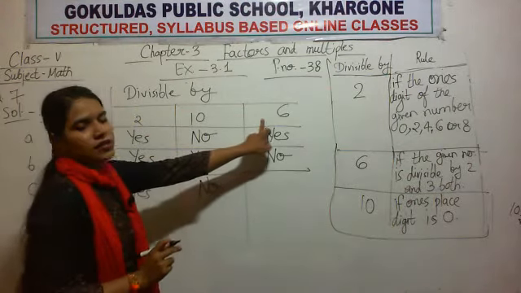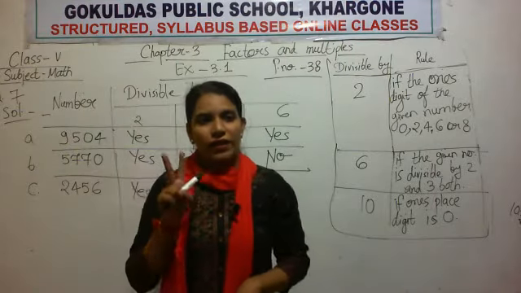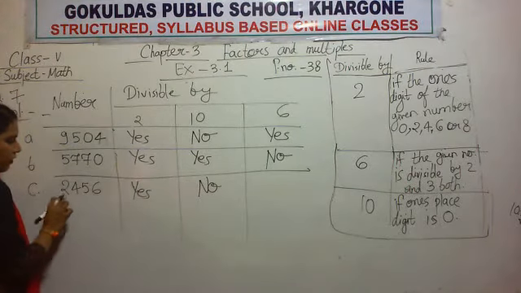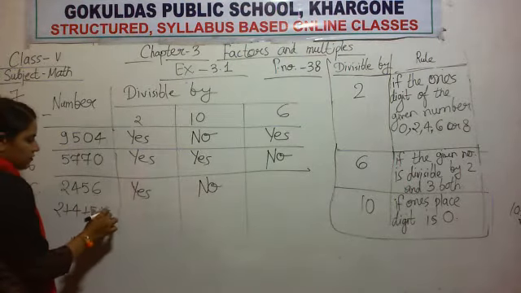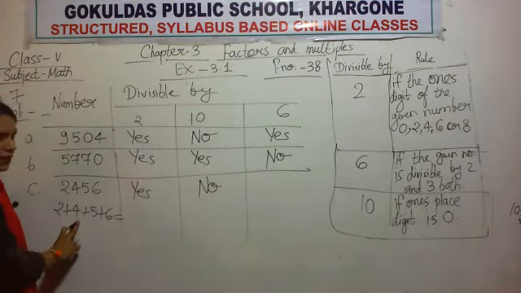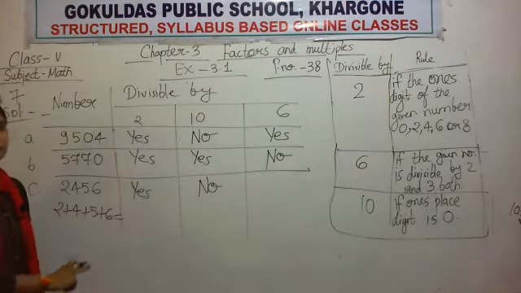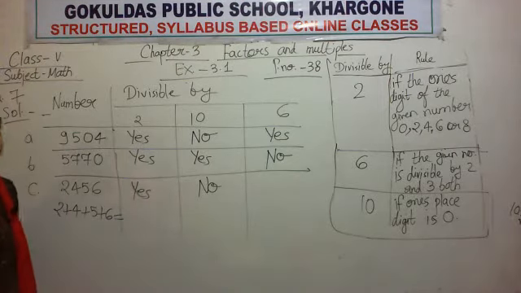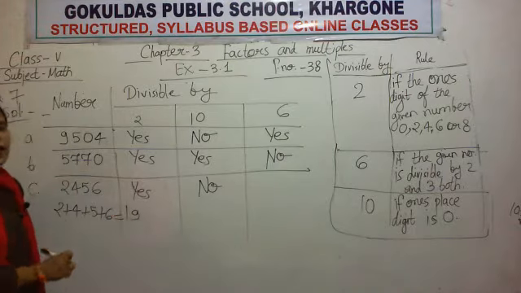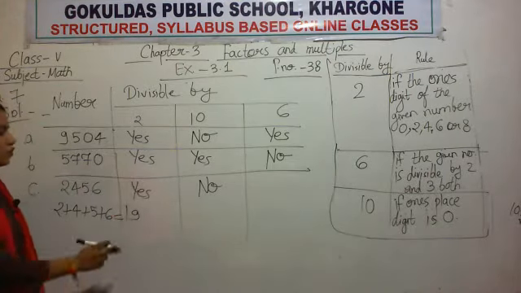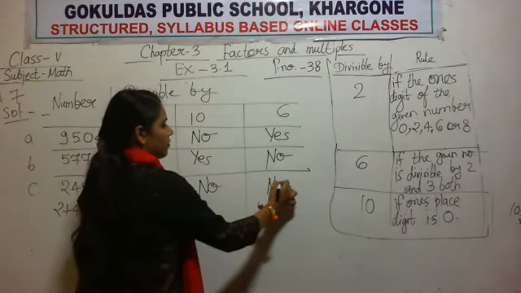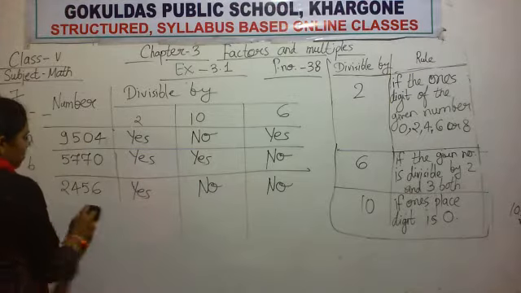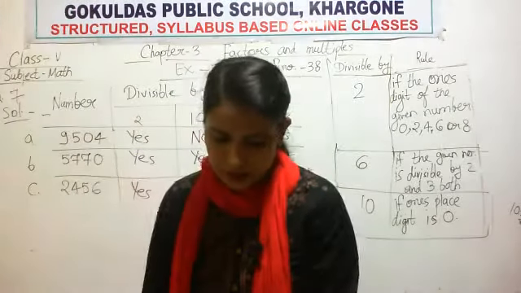Now check the divisibility for 6. For checking 6, you have to check divisibility by 2 and divisibility by 3 also. So you will add all the digits. 2 plus 4 is 8, 8 plus 5 is 13, 13 plus 6 is 19, and 19 is not a multiple of 3. So again it is not divisible by 6. Likewise you have to do for all the numbers.